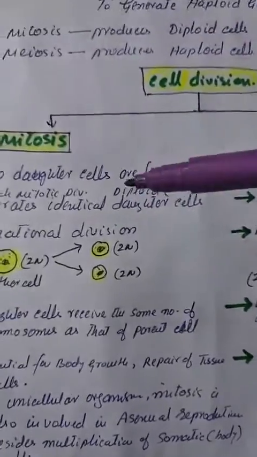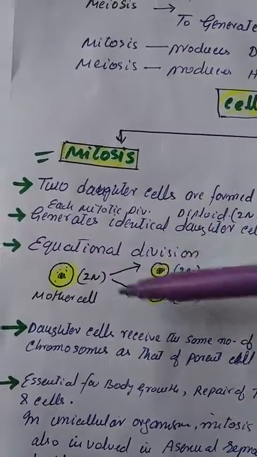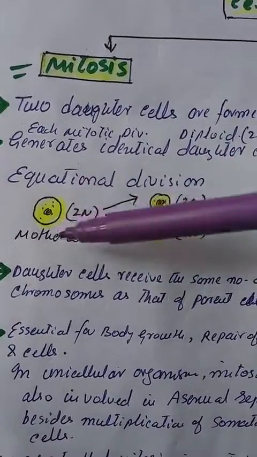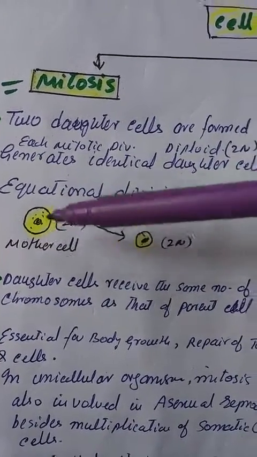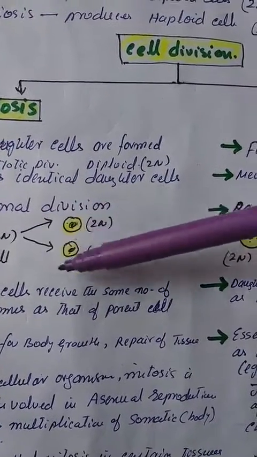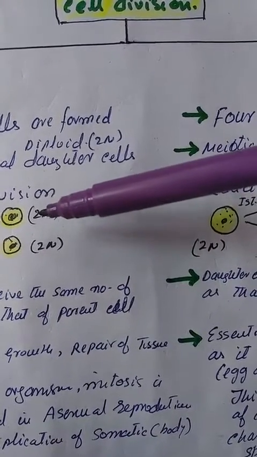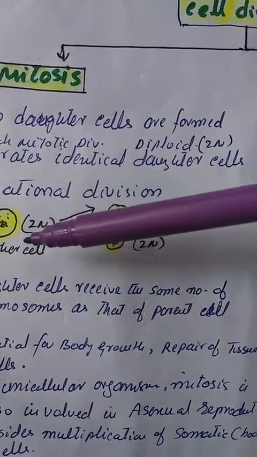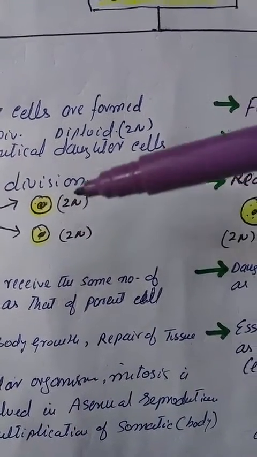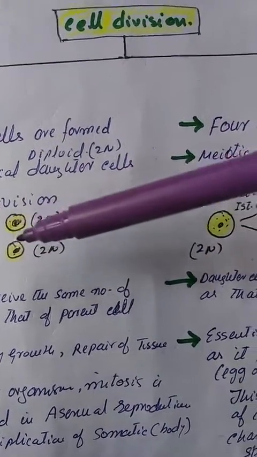The next important difference between the two is that mitosis is also known as equational division. For instance, this is the mother cell in which mitosis will take place, and after this mitotic division, each mother cell produces two daughter cells with an identical number of chromosomes, that is 2n. 2n is the number of chromosomes in the mother cell, and the daughter cells also have 2n chromosomes, the diploid set.